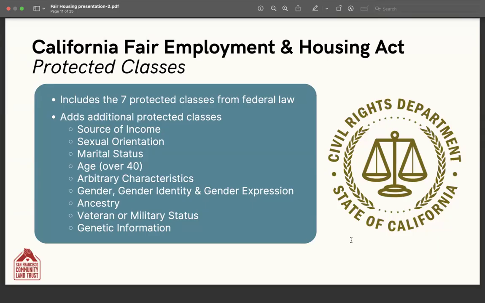And the entity in the state of California that enforces the Fair Employment and Housing Act is the Civil Rights Department. So if there is a complaint that someone wants to file, they would file it with this department. And this act applies to all housing providers, whether or not they are federally funded, with some minor exceptions.